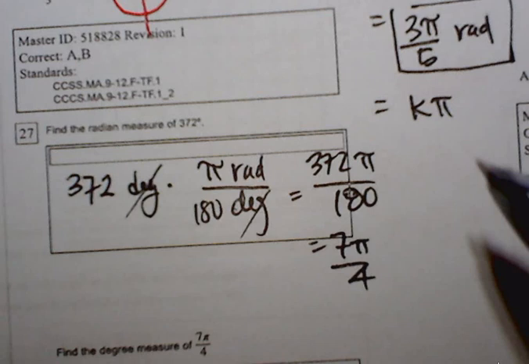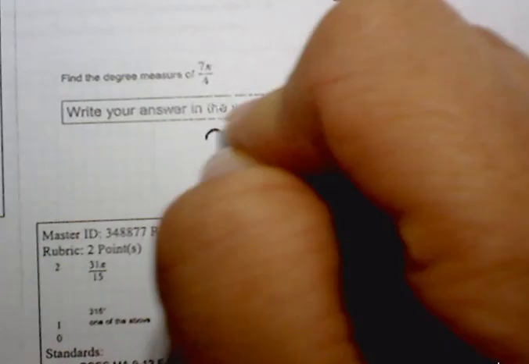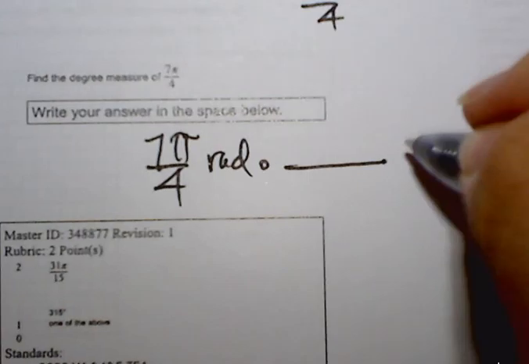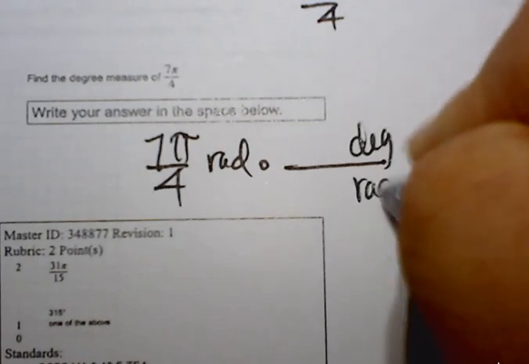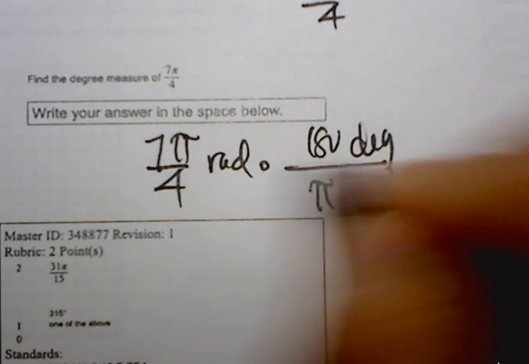Find the degree measure of 7 pi over 4. How do I convert the other way? 7 pi divided by 4 radians. I want to multiply by what? Degree over radians. How many degrees? 180. Do you guys see why I do degree over radian this time? Because I want my radians to cancel out. So my degrees is going to be, oh look, the pi's cancel out too.